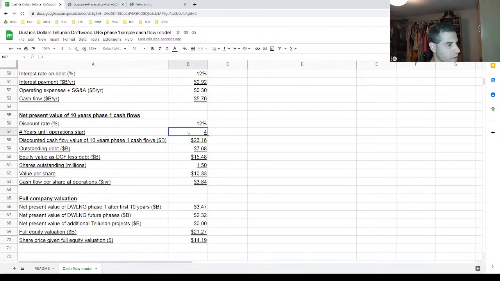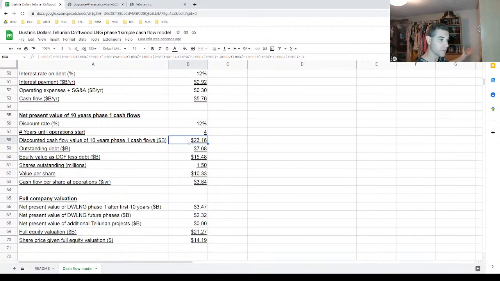But this parameter here is saying, how many years do you think it's going to take from today until they actually start Driftwood LNG full operation? So I put in 4 years here, assuming that they start in, let's say, middle end of 2026, since right now it's middle of 2022. And so then I have this line here, which does the discounted cash flow value of those 10 years of cash flows. This comes out to billions of dollars, right?